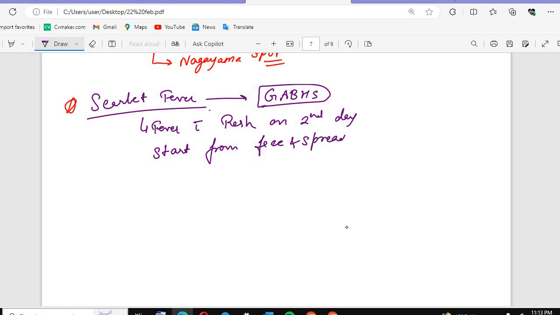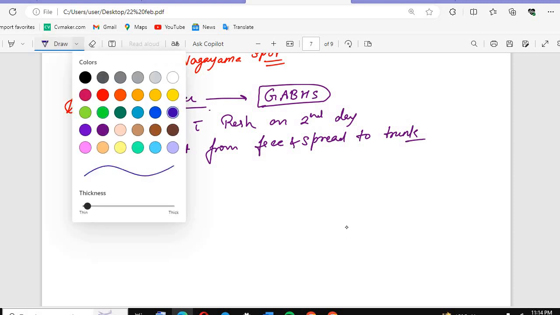Now you tell me which type of distribution that is. Write me in the chat box. They start from the face and then spread to the trunk region. So which type of distribution is this? Centripetal or centrifugal? It is centrifugal. F means far away. So they start from the face and spread to the trunk. Very good, Sue and Anurag, Mani, Anuj, well done. That's centrifugal.